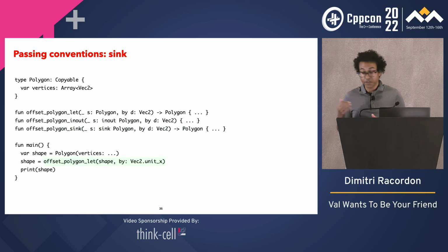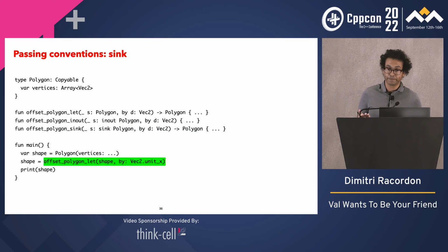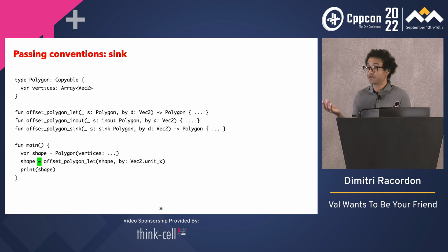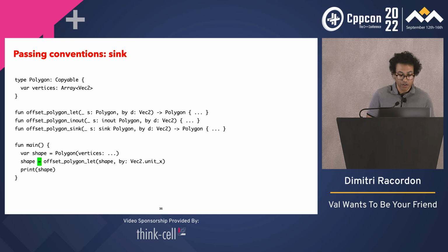For instance, this call here causes a wasteful allocation. Remember, let parameters behave very much like constant references. So passing shape that way implies that offset polygon must allocate a new object at some point. When it returns, we'll have two distinct polygons in memory, while we could have just reused the shape storage. So that's the cost of a functional update here. There are ways to remove that cost, but you need a very clever optimizer, and it's not always easy to do that. In Val, we could use offsetting out to manually make the update more efficient.